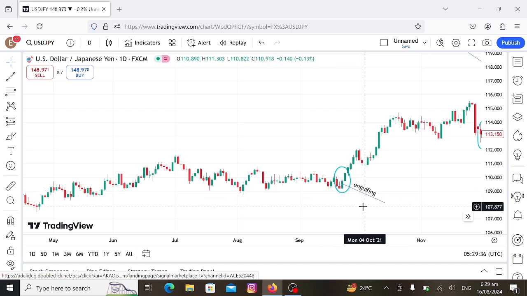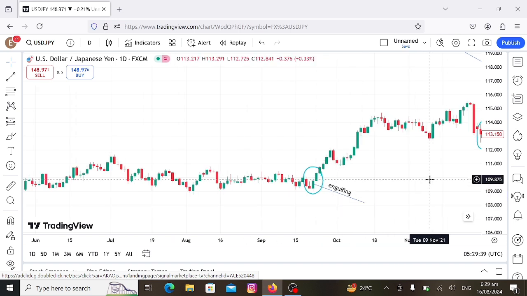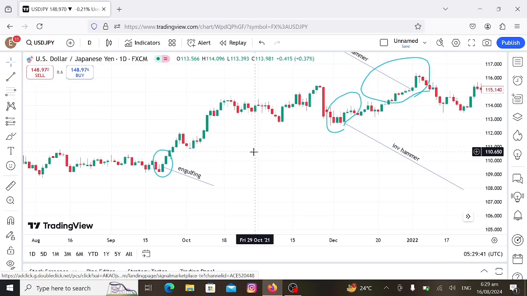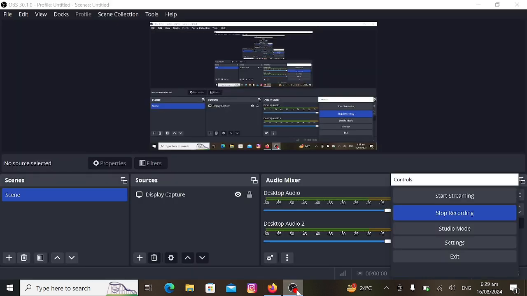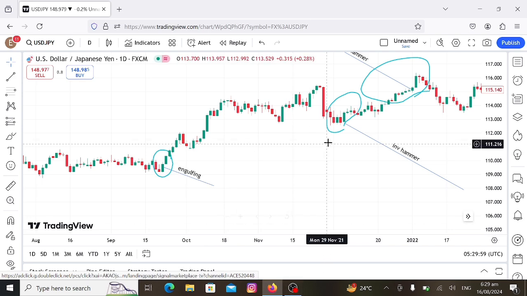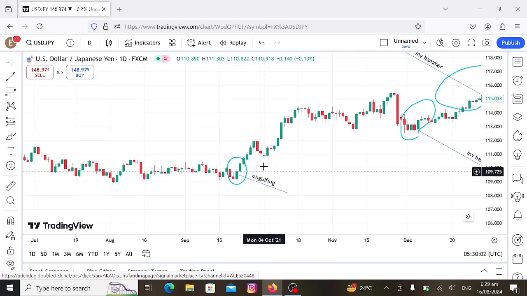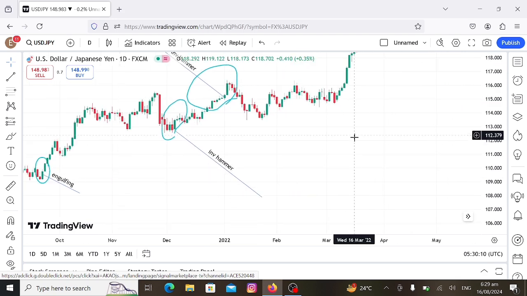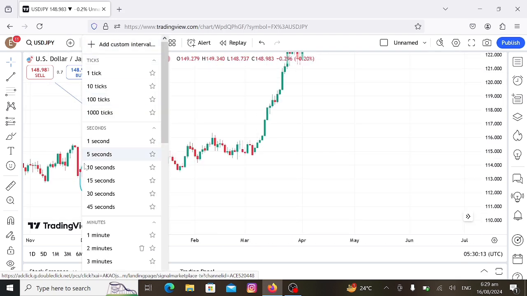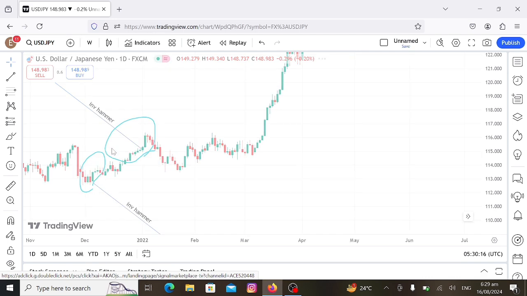This is an engulfing. So on your own, you try and spot it out. I'm trying to be fast so that this recording will not be lengthy. This place here is one engulfing. So another type of candlestick we look at as number three. Let me go back to the weekly time frame.